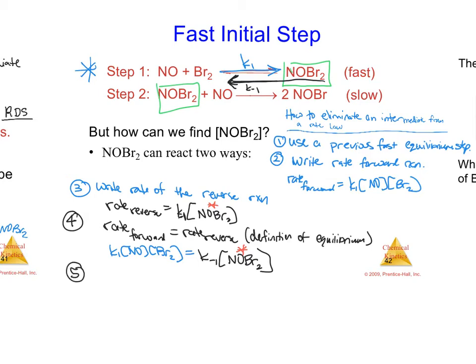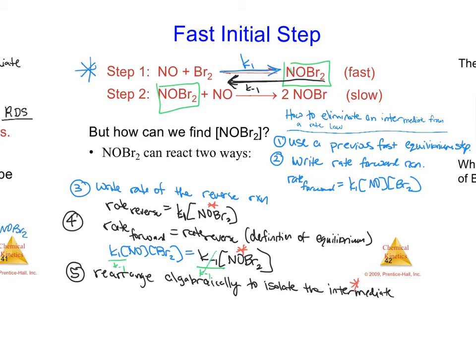Step 5, rearrange algebraically to isolate the intermediate, which I've designated with a star, our NOBr2. So how do I isolate NOBr2? I want to get it by itself. That means I need to divide both sides by K minus 1.